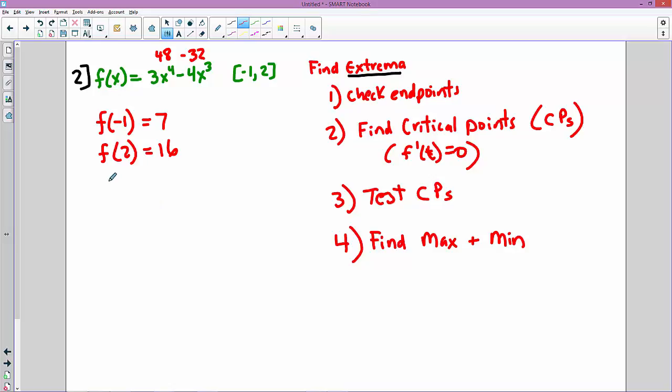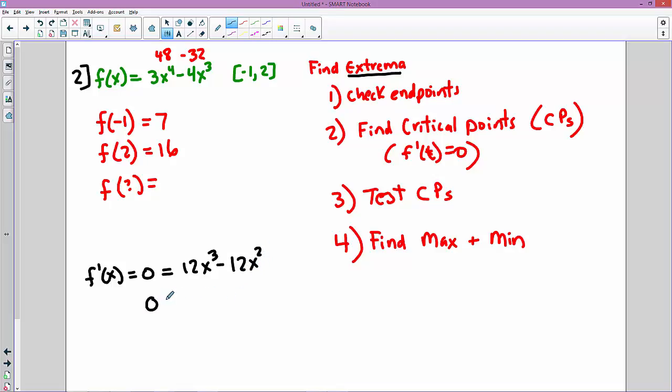Okay, but there might be some critical points, right? There might be some other ones we have to check. How are we going to find that? We're going to take the derivative. So we're going to set f prime of x equal to 0, and the derivative is 12x cubed minus 12x squared.